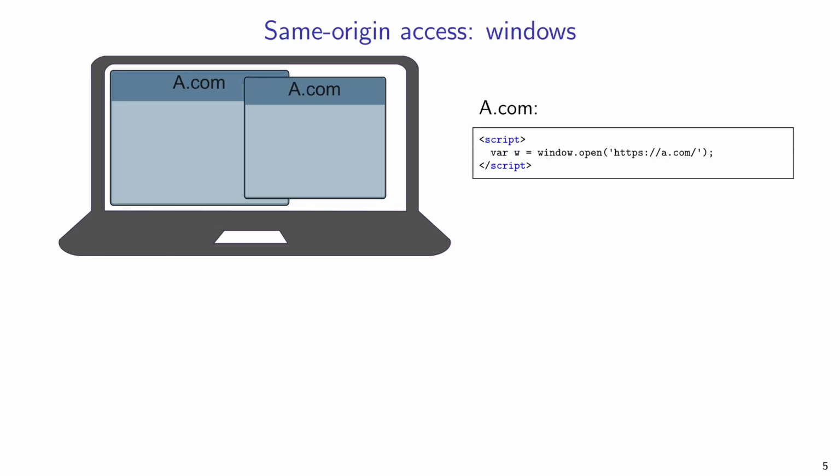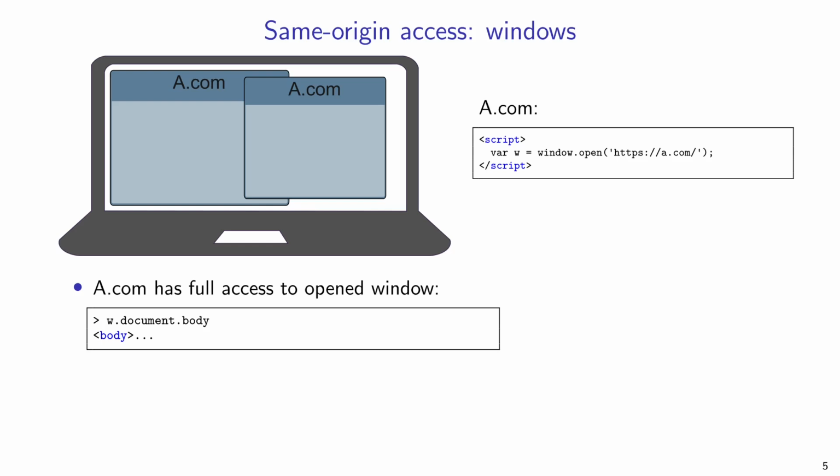Another same origin access method is by using opened windows. So a website, a.com, can use the window.open function to open another window to a web page at a.com origin, which will return a handle or a reference to that window. Now, in practice, depending on the browser settings, this window will most likely open in a new tab rather than in a separate browser window, but it is just a user interface nuance.